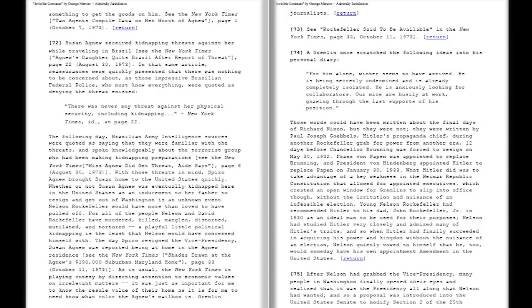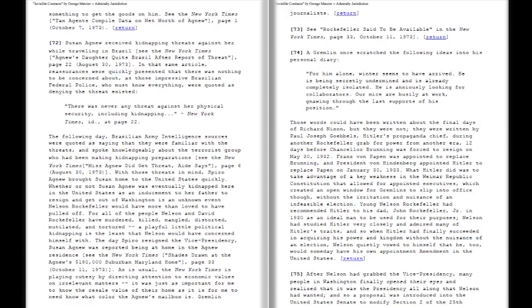Whether or not Susan Agnew was eventually kidnapped here in the United States as an inducement to her father to resign and get out of Washington is an unknown event. Nelson Rockefeller would have more than loved to have pulled off. For all of the people Nelson and David Rockefeller have murdered, killed, mangled, distorted, mutilated, and tortured, a playful little political kidnapping is the least that Nelson would have concerned himself with.